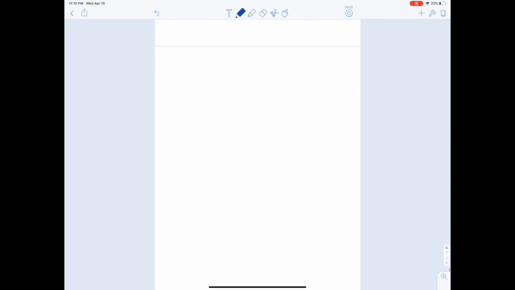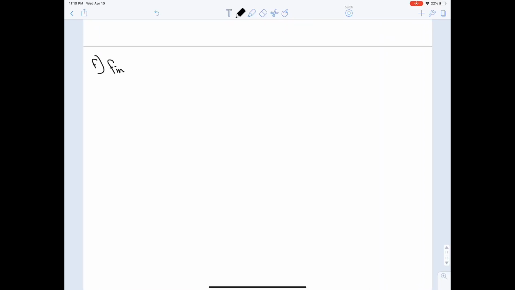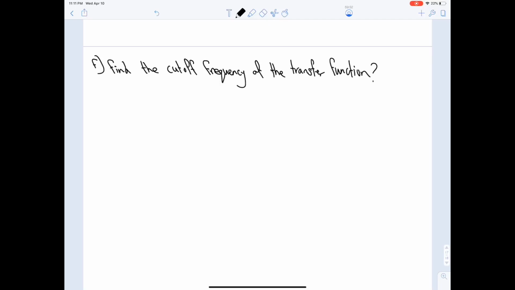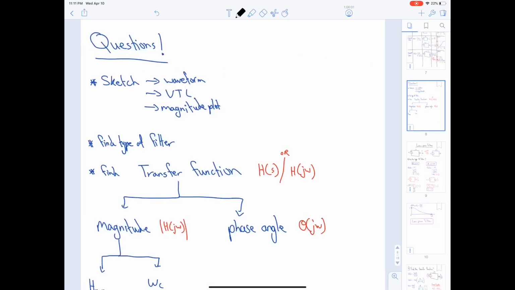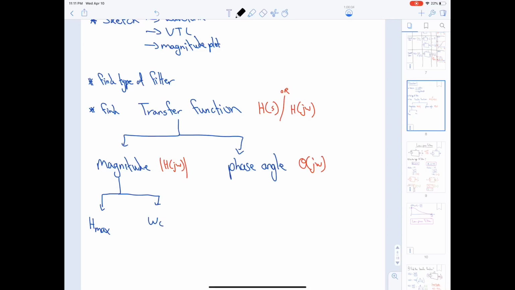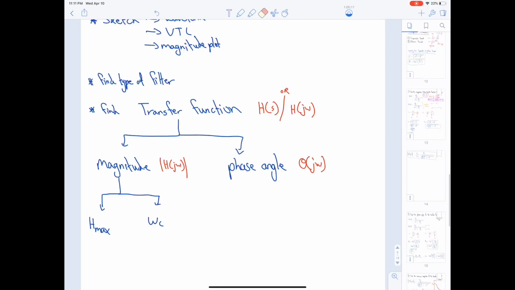Moving on to the last part, which is part F, finding the cutoff frequency of the transfer function. Okay, find the cutoff frequency of the transfer function, which is omega c. Now, who's the parent of the transfer function? Let's check it out. The parent of the cutoff frequency is the magnitude. So we need the magnitude in order to find the cutoff frequency.